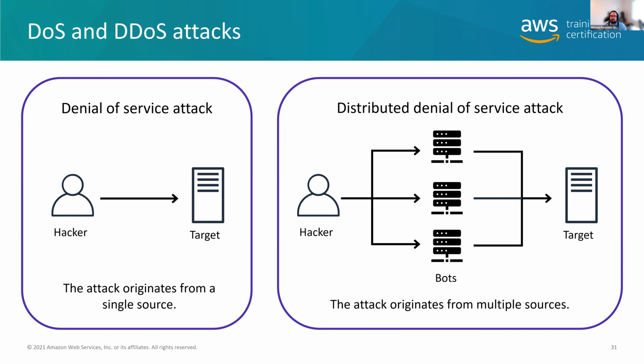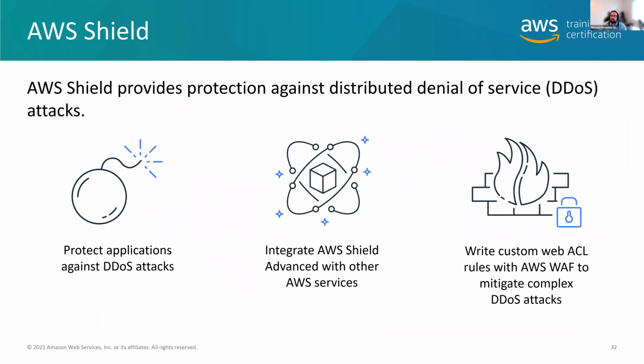Amazon does have a service that will help with this. It's on by default on every account for free. It's called AWS Shield. There's also a paid version called Shield Advanced, and it will integrate with a bunch of other services, including writing custom WAF rules to block an attack while it's happening. So just know that Shield is the distributed denial of service blocker, and there's a paid version that will help you do it even better.